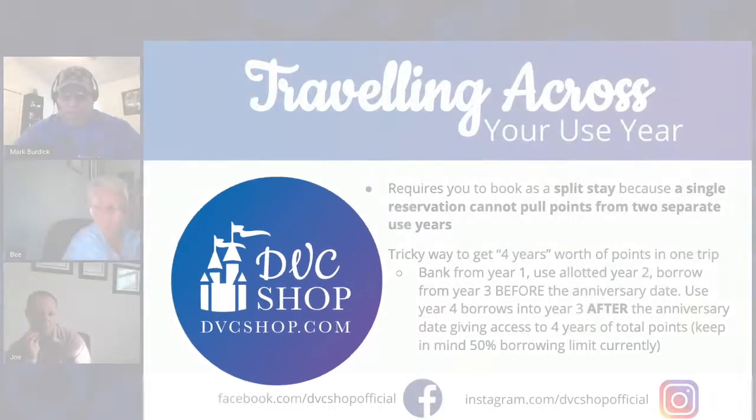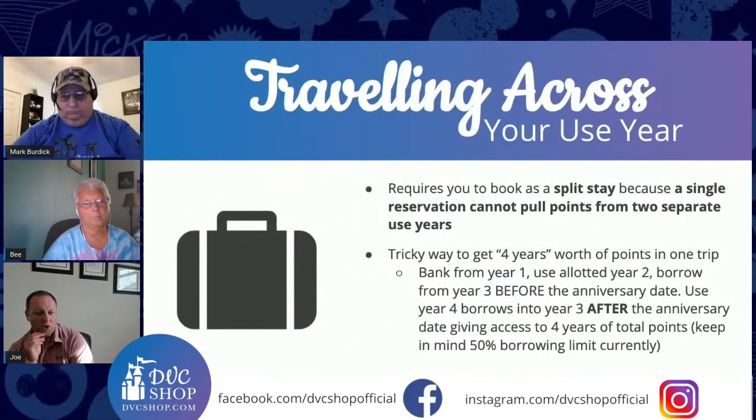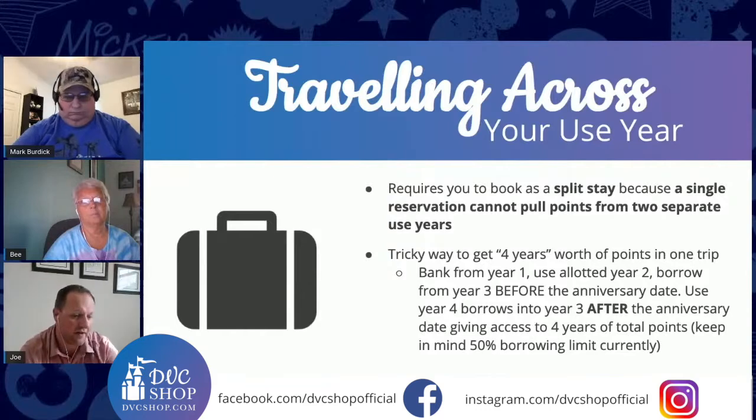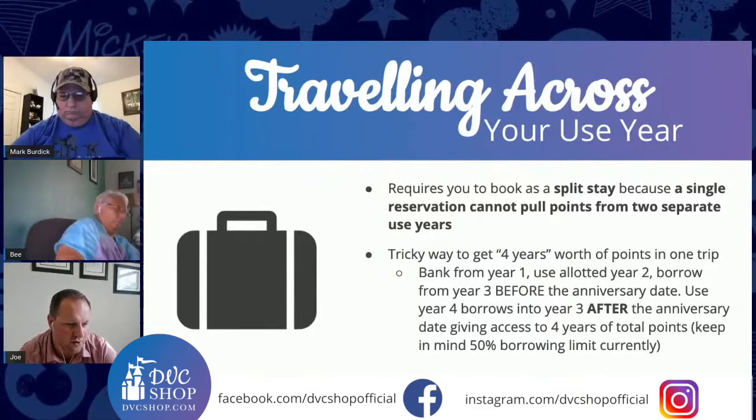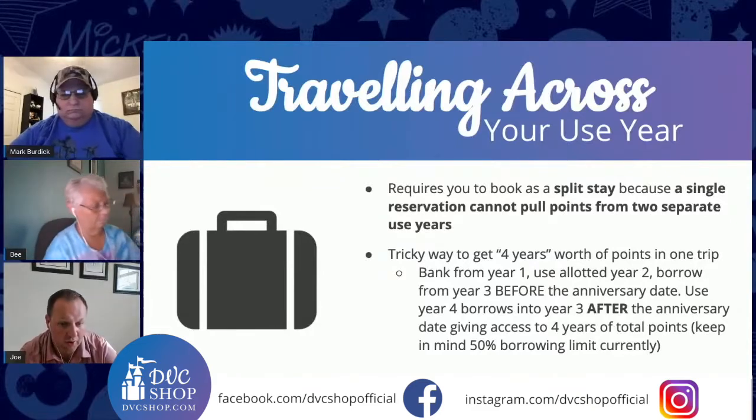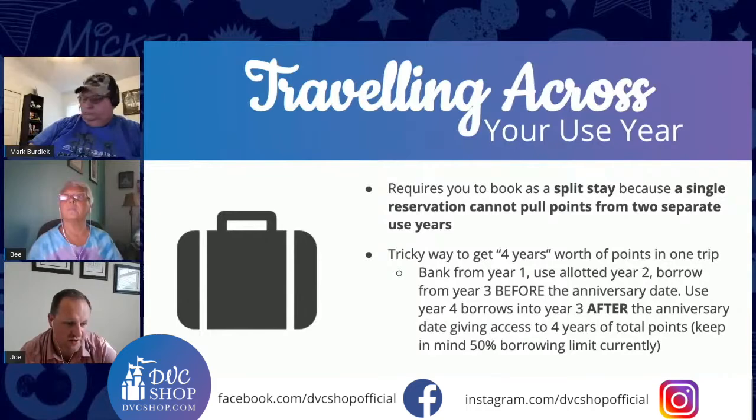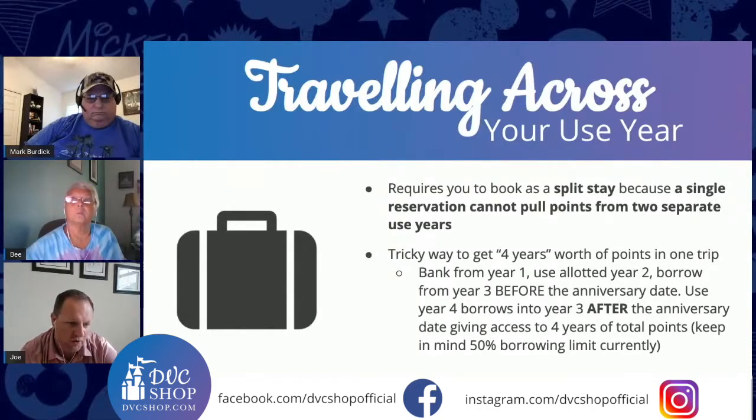Traveling across your use year date. Say you have an October use year. It starts October 1 of every year and carries all the way till September 30th the following year. If you wanted to travel, say late September into early October, your trip would actually cross over into multiple use years. So this requires you to actually book 2 reservations.